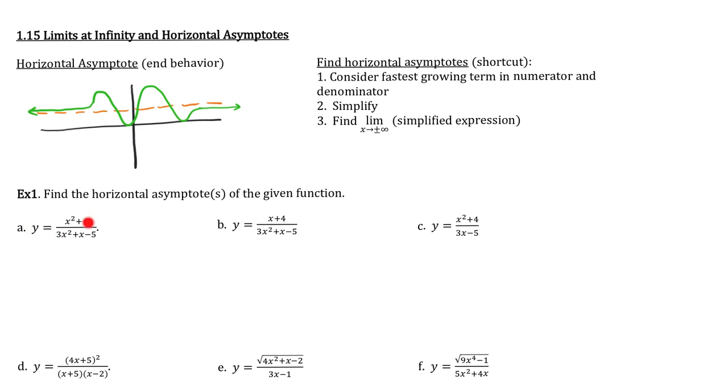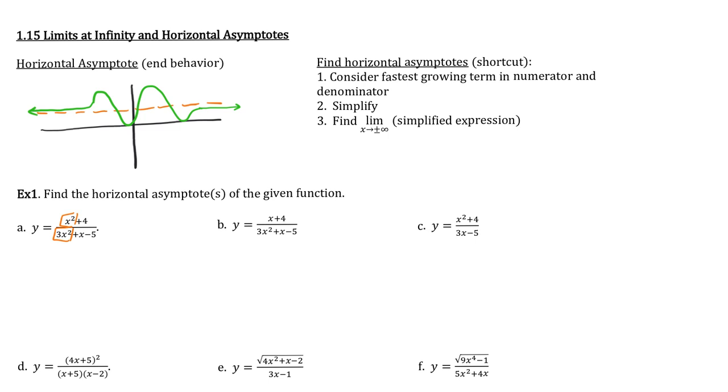It's y equals x squared plus 4 over 3x squared plus x minus 5. Okay, if I were to plug in infinity or negative infinity, I would get infinity squared plus 4 over 3 times infinity squared plus infinity minus 5. I'm going to get infinity over infinity. Because of that, we're going to only look at the fastest growing terms, or the highest degree terms.